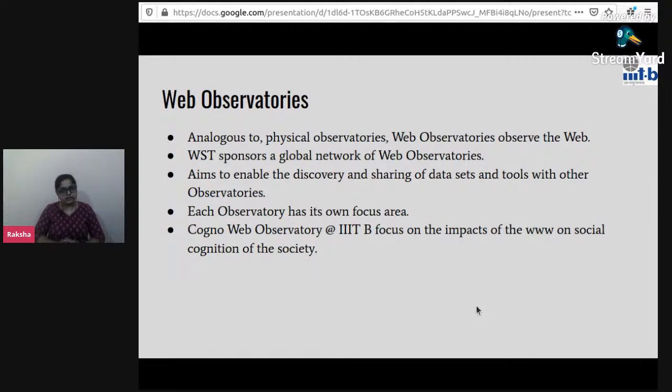For example, at IIITB, we have the first web observatory in India, which we call Cogno. And the focus for us is to look at the impacts of the World Wide Web on the social cognition of society, on the thinking process of society. So that is our focus.